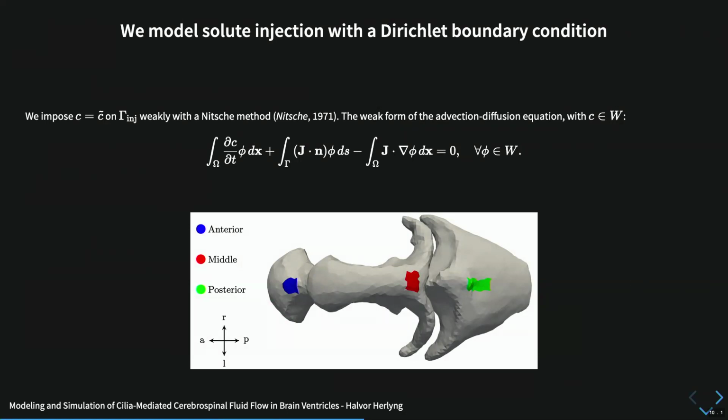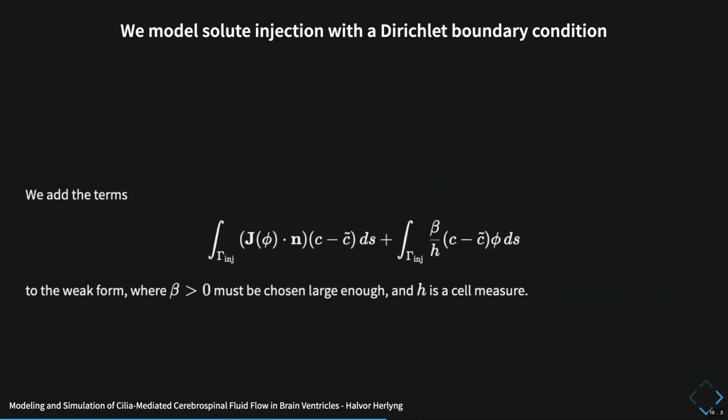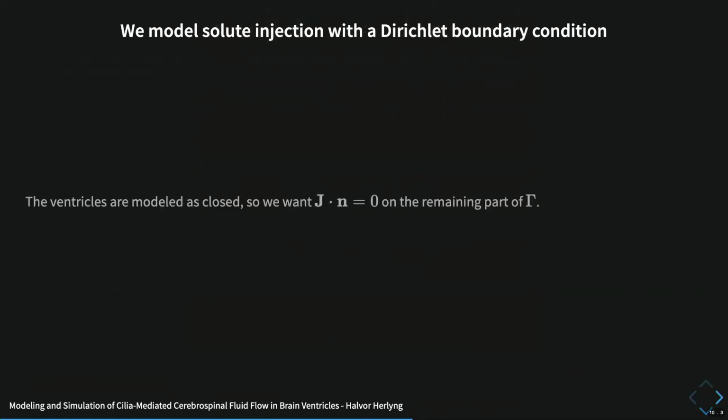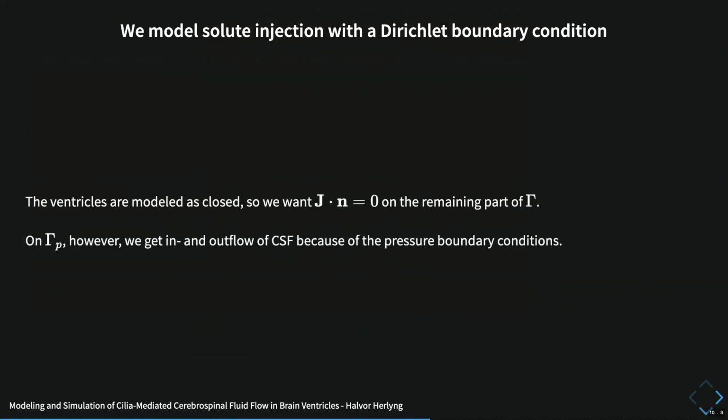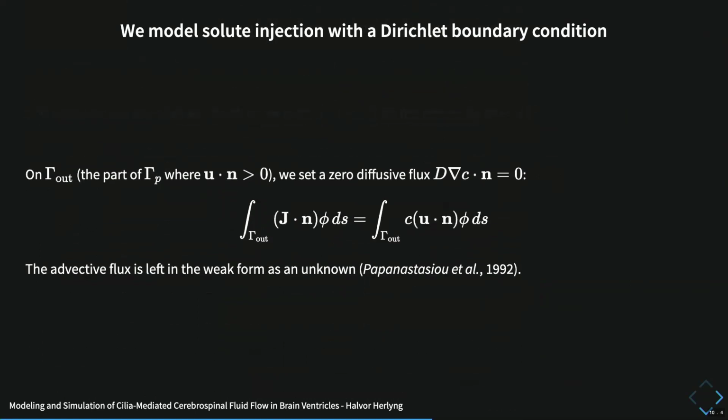Since we want to model the compartment as closed, we would like to just set j dot n equal to 0 on all of the rest of the boundary, but when we use these pressure boundary conditions, we've kind of opened up the geometry with holes where we get inflow and outflow of CSF. So we have to handle this in some way. On the parts where stuff is flowing out, we just set a 0 diffusive flux, and then leave the advective flux in the weak form.